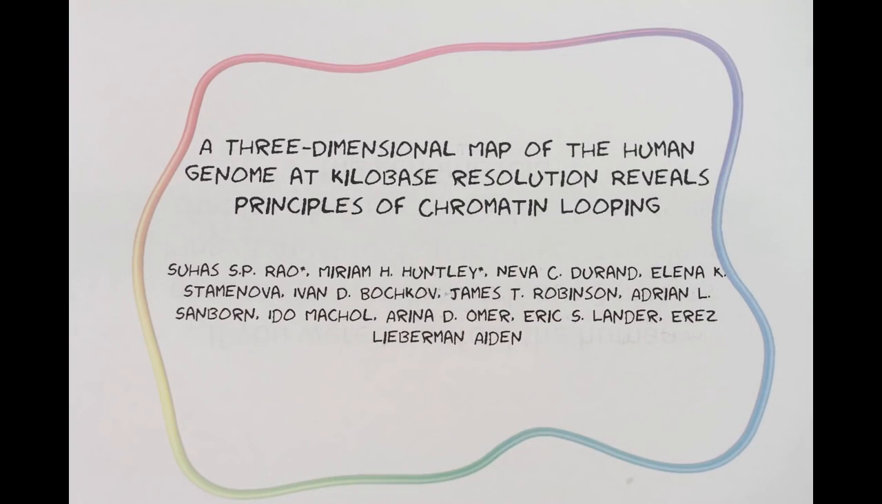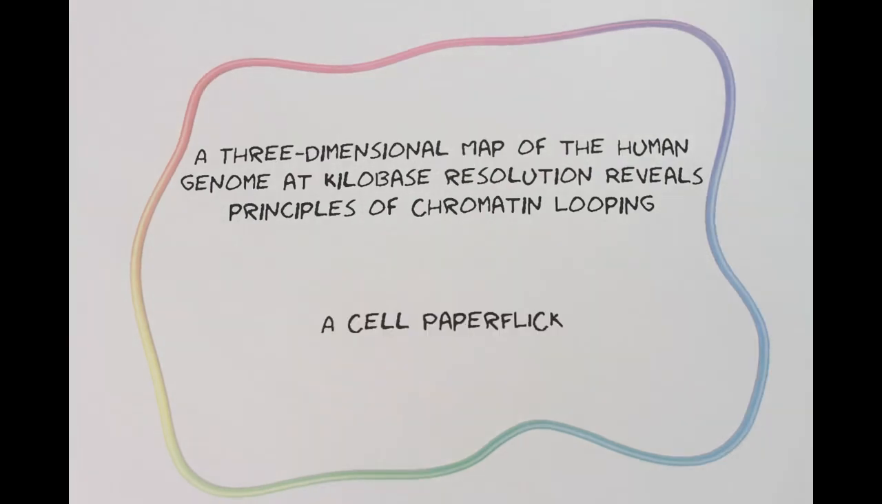Presenting: A three-dimensional map of the human genome at kilobase resolution reveals principles of chromatin looping. A Cell paper flick.